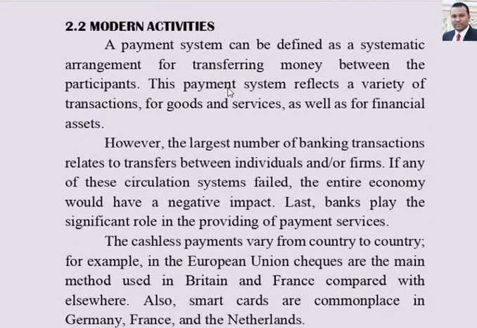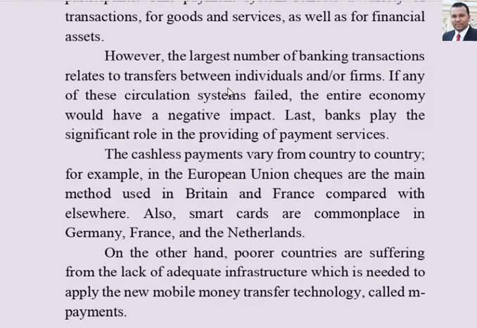What about modern activities for banks? So we will start with the definition of payment system. A payment system like Swift involves the transferring of money between participants in this system. Participants may be individuals, corporates, government, and so on. If there is any problem in the payment system, this may lead to failure for the bank and crisis for the bank.